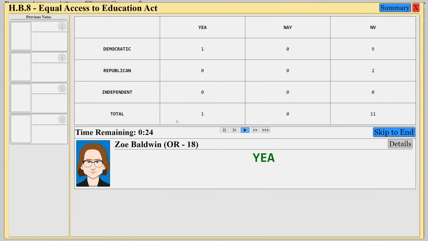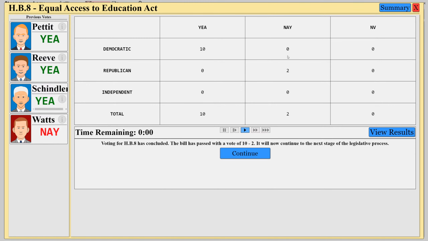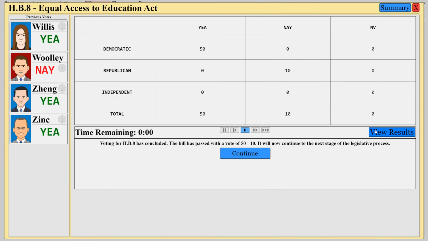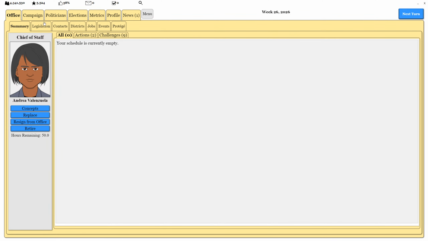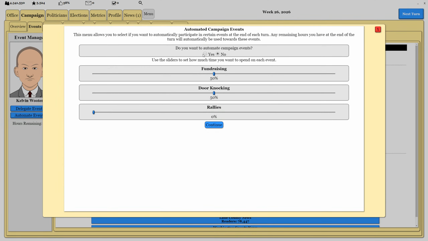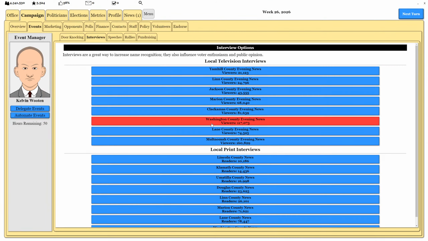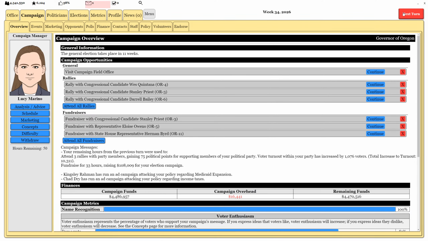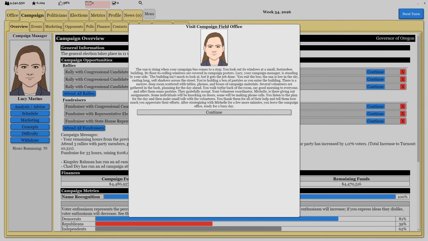Alright, let's do this. Go to my vote. Support. 10 to... Oh, this is in the committee. Support. And this is 5210. And I'm also going to automate events. We're going to do fundraise. Just raising as much money as I possibly can. This is visit campaign field office. You look out and it's a small featureless building. You leave the campaign office ready for a busy day.